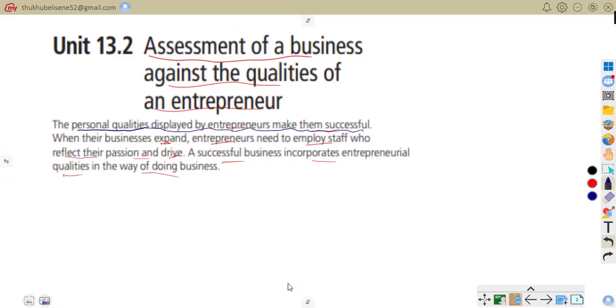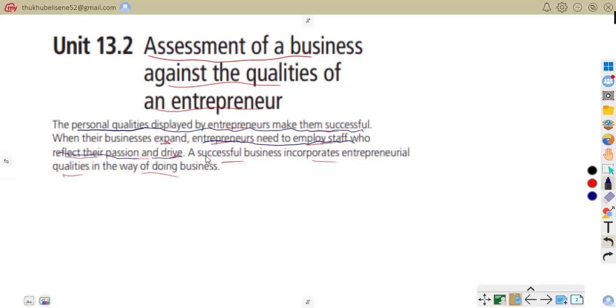Also, entrepreneurs need to employ staff who reflect their passion and drive. What does that mean? It means that as the business grows, entrepreneurs need employees who are motivated and hardworking, so that they help the business achieve its goals. So that is that.